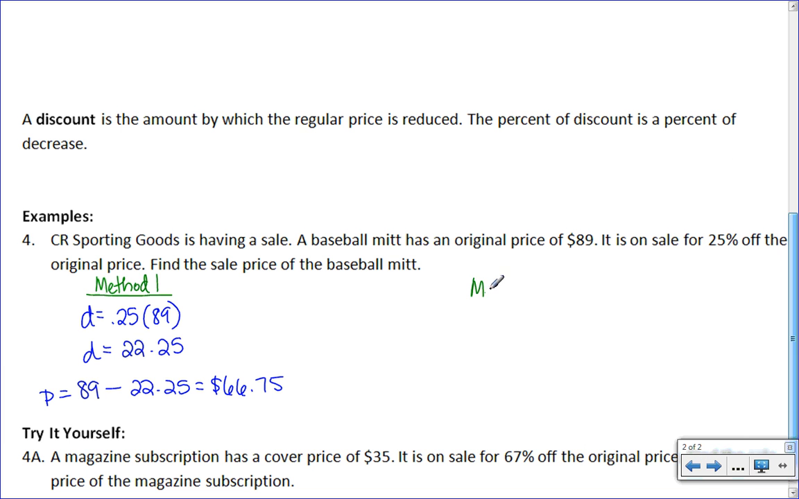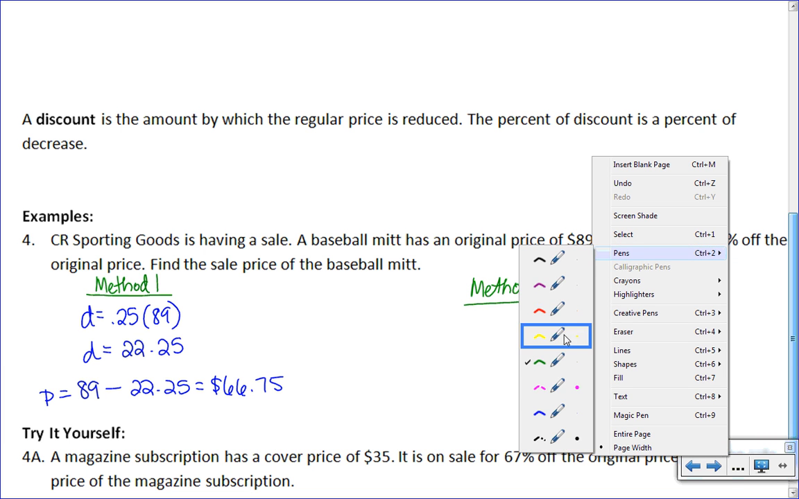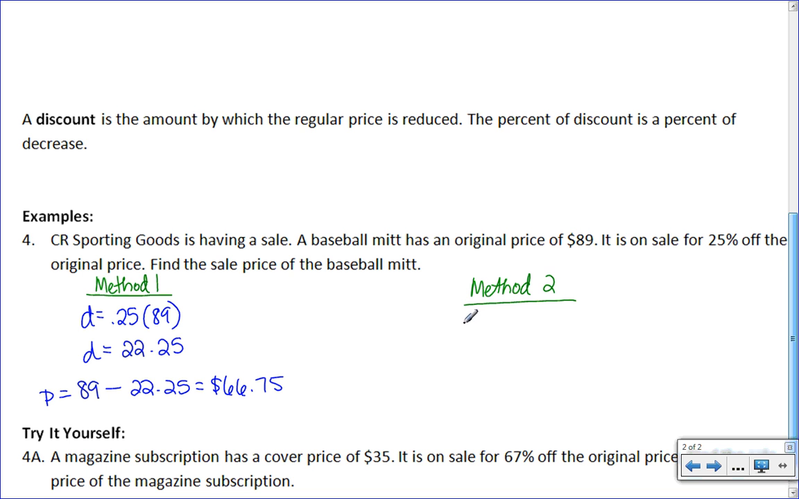Okay. To use method 2, we're going to look just at the percents first. We know we're starting always with 100%. And this time, it's on sale for 25% off the original price. So this is taking away 25%. So what we have left, 100 minus 25, is 75%. So the sale price is 75% of the original price.